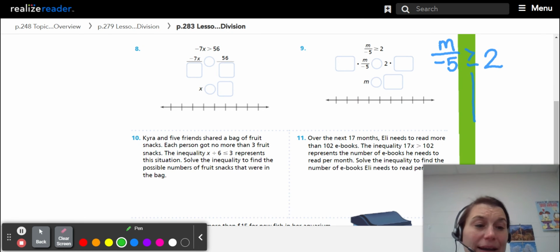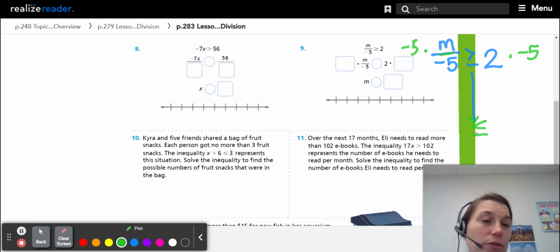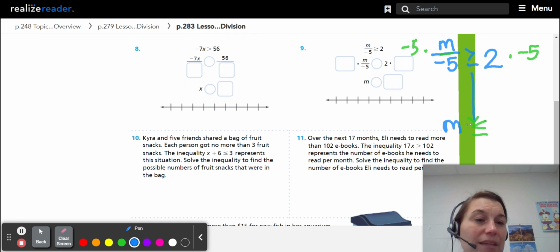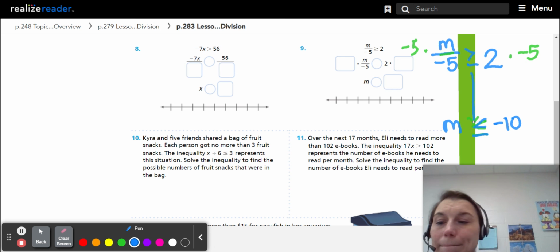So then in problem number 9, I see that to solve this inequality like an equation, I would multiply both sides by a negative 5, because the opposite of divide is multiply. Now, if I'm thinking ahead, I think, wait. If I am multiplying by a negative, that's going to make this inequality symbol flip. So I'm going to bring this down, but I'm going to change it to less than or equal to because I'm multiplying by a negative. And when I do that, I'm going to pick this color again. M is less than or equal to negative 10.